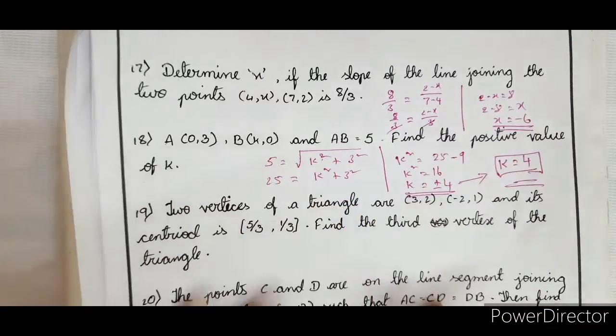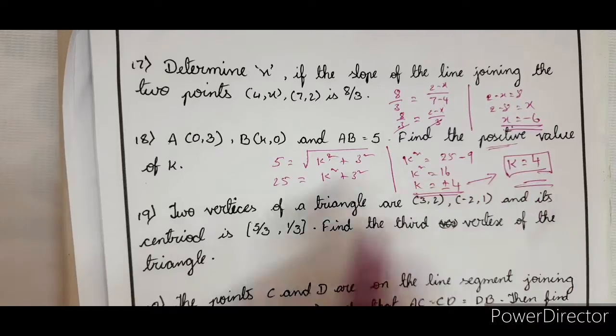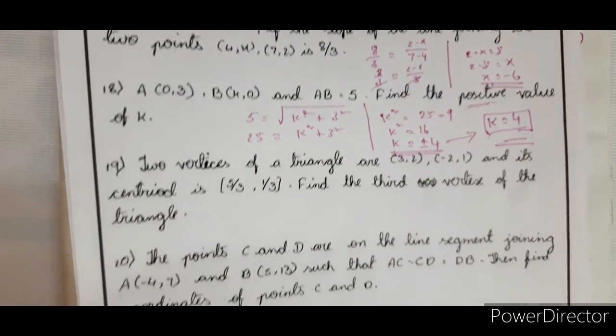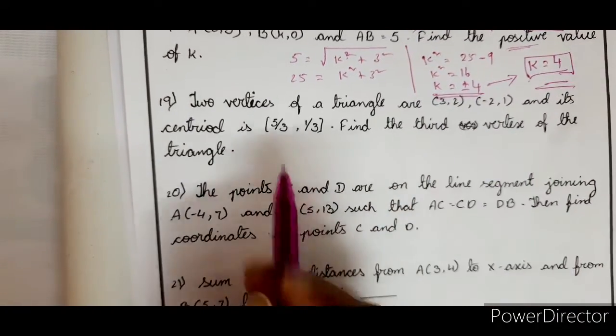So this is the answer. That is the meaning of taking the positive value. That is why I solved it, otherwise it would not be necessary for me to solve this one. Right. Two vertices of a triangle are this and its centroid is given. Find the third vertex of the triangle.